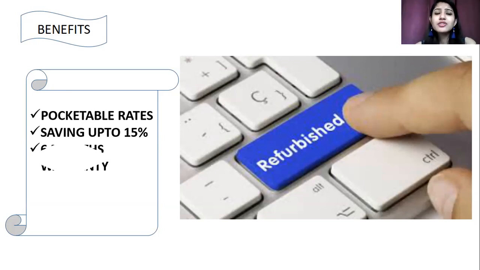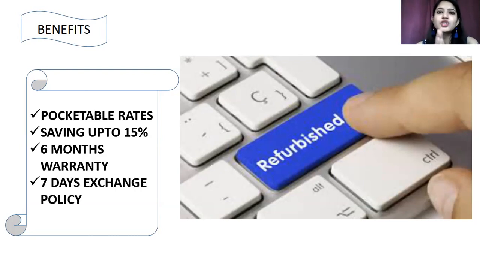Apart from that, if we talk about the warranty period, brand new products offer you a 1-year warranty, but refurbished products also offer you a 6-month warranty. This is quite exciting, because pre-owned gadgets usually do not have any warranty period. But if the condition is mentioned as refurbished, then you get a 6-month warranty along with a 7-day exchange policy. So these are the benefits of having a refurbished product.